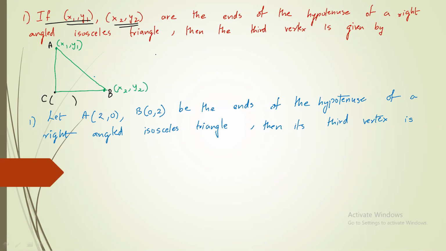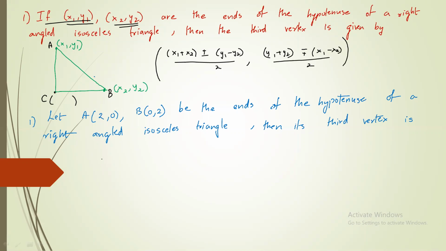So in order to find the third vertex C, the formula is, for the x coordinate, we have to take (x1 plus x2 plus or minus (y1 minus y2)) by 2. And for the y coordinate, (y1 plus y2 minus or plus (x1 minus x2)) by 2. Coming to a problem where we can use this formula.